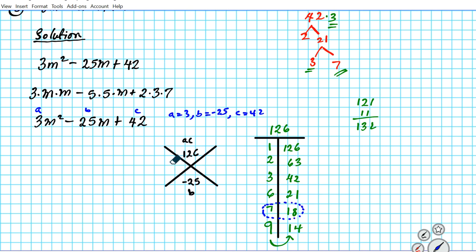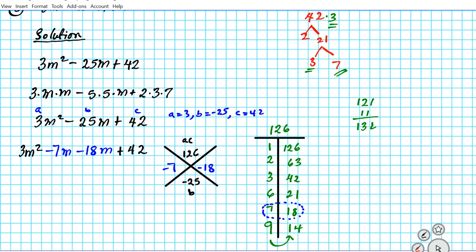Okay, so we're going to put it right here, 7 and 18. Now, in order for the sum to be negative and the product positive, they both have to have negative signs. That's exactly what we want. Okay, let's go ahead and put it in. So if we put it in, we're now going to have 3m squared minus 7m minus 18m. Now, this is a question that normally comes up, which is, does the order in which you write these two numbers that we got from the x game matter? The answer is no.